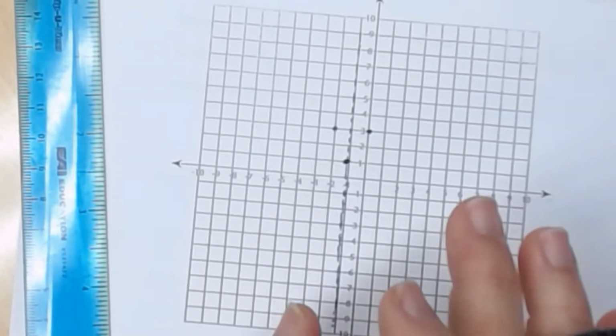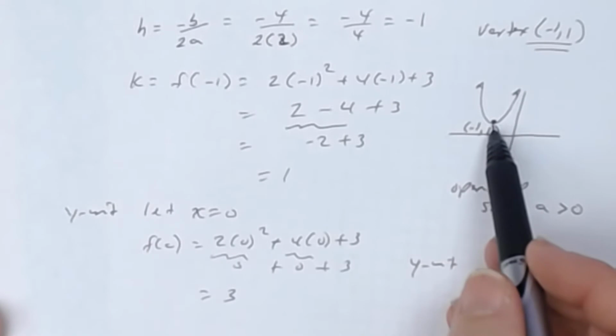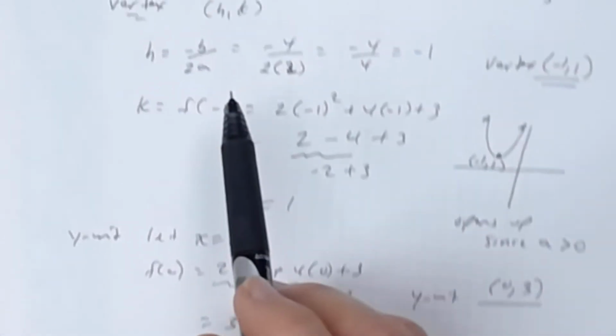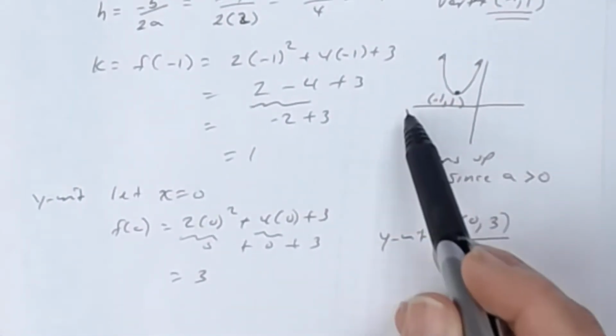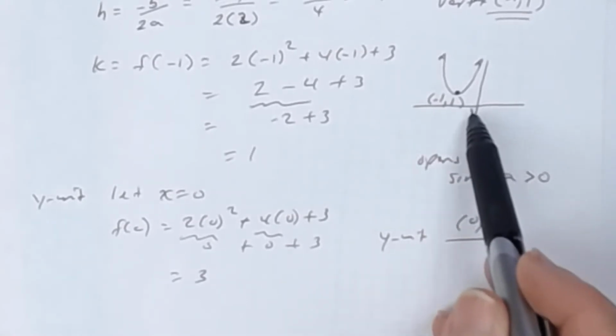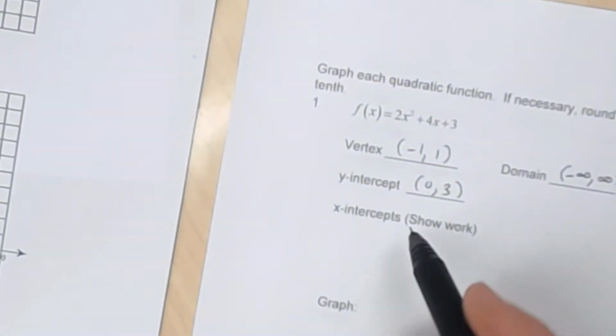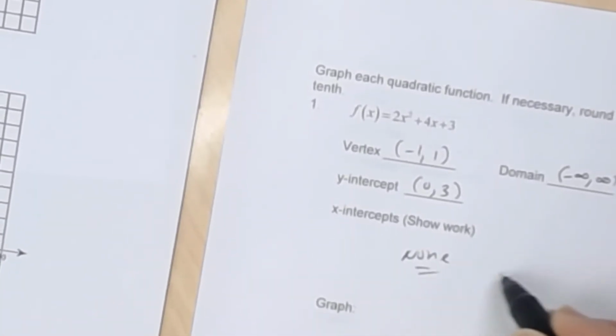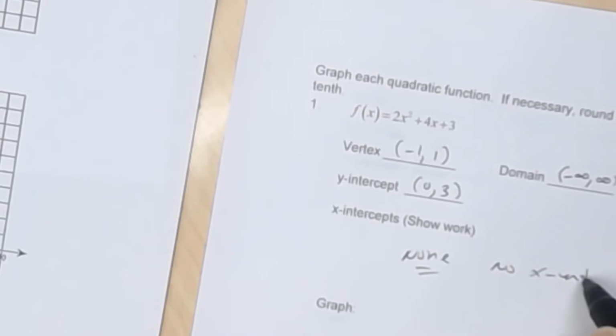Now, I want you to notice something. In this case, remember how the vertex was in the second quadrant and the parabola opened up since a was positive? Are there any x-intercepts? Remember, x-intercepts are where the graph crosses the x-axis. Are there any x-intercepts? No. So right here, where it says x-intercepts show work, you would say none. There are no x-intercepts.